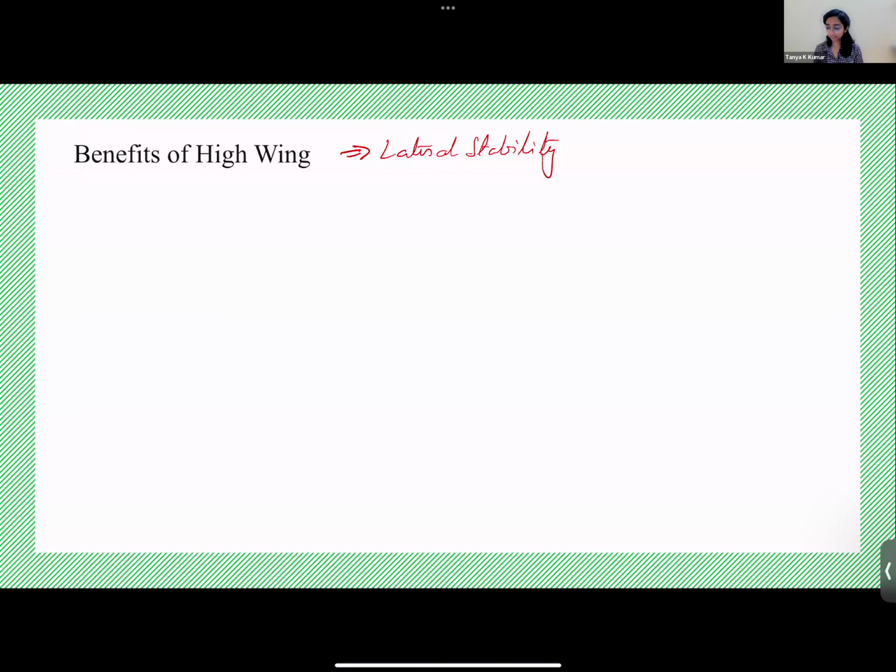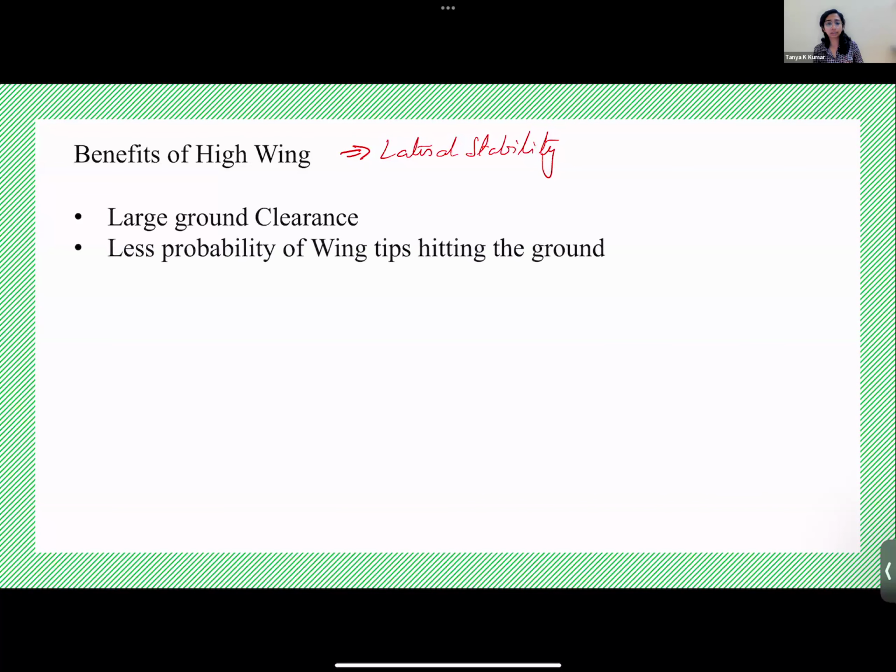High ground clearance, yes. So that is the first point. Large ground clearance. Great. So that means that the fuselage is lower, and so it's easier to do the maintenance. That is, in fact, one of the points. So there's larger ground clearance, the fuselage is lower, which makes it easier for maintenance. Any other points? So there's less probability of wingtips hitting the ground during takeoff. Yes, something along similar lines. So the next is the fuselage is closer to ground, better for maintenance.